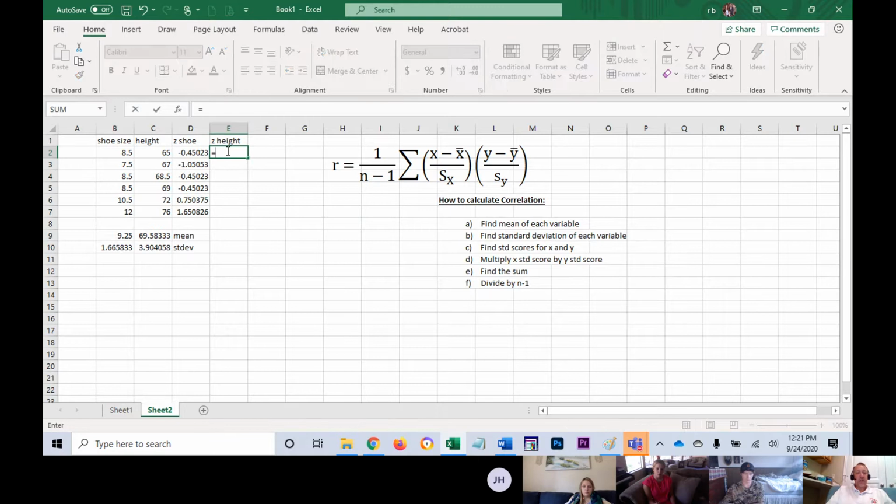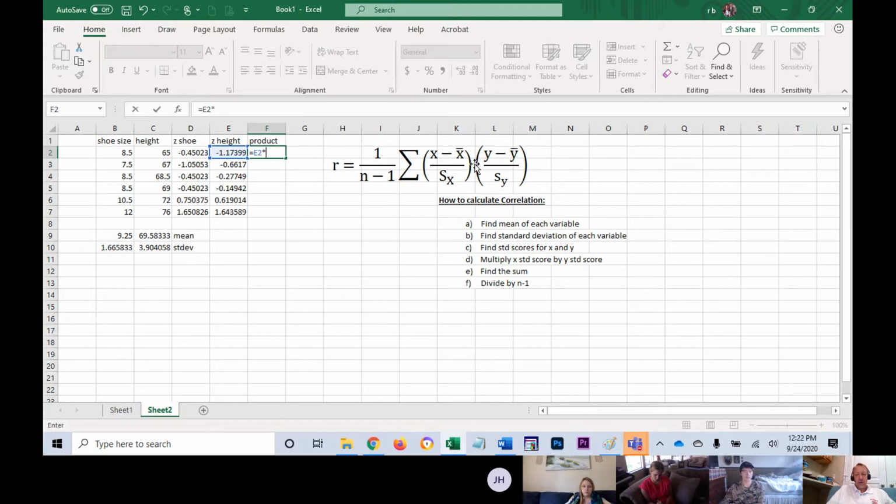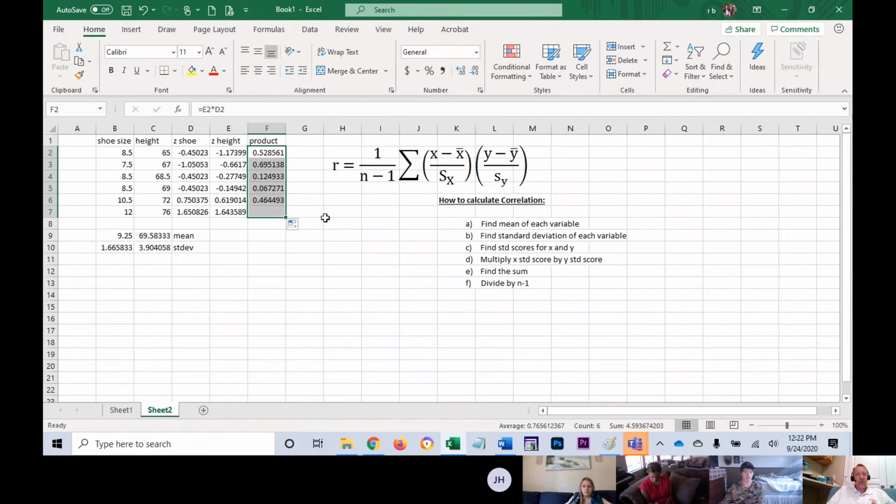Then we're going to do the same thing, parenthesis, the height minus the mean, and then we're going to divide by the standard deviation. Okay. And we're going to copy that down a bunch of times. Okay. Now, well, I'll keep going. Okay, so we found the means, we found the standard deviations, we found the standard scores. Now we need to multiply. These two z-scores are multiplied by each other, okay? So we're going to take the product, so we're going to take this number times that number. We're going to copy that down, okay?